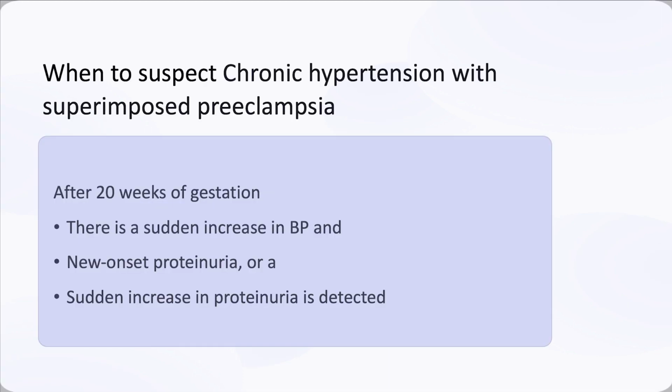Next is when to suspect chronic hypertension with superimposed preeclampsia. After 20 weeks of gestation, when there is a sudden increase in BP and new-onset proteinuria, or a sudden increase in proteinuria, we should suspect superimposed preeclampsia.